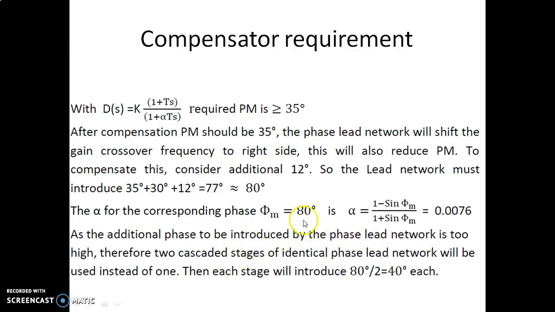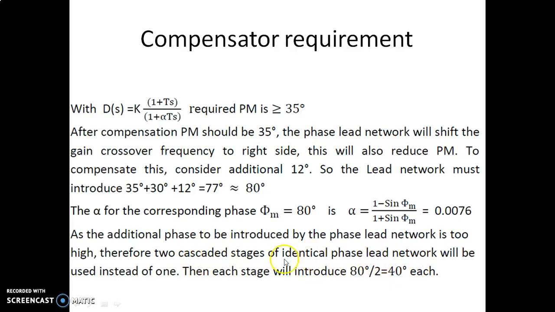So instead of having a single phase lead network, we can go with two cascaded identical stages of phase lead network, because the value of alpha comes out to be very small, and realizing that will become very difficult. Whenever the phase angle to be introduced is too high, it's always customary to go for cascaded identical stages of phase lead network.